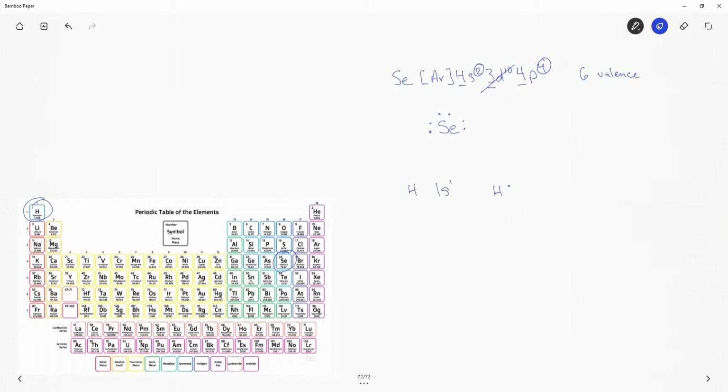Let's do just one more example. Let's do xenon. And the electron configuration for xenon is krypton 5s2, 4d10, 5p6. Again, for valence, I'm going to drop the 4d's. I have 2 and 6. I have 8 valence electrons. So the Lewis structure for xenon looks like this.